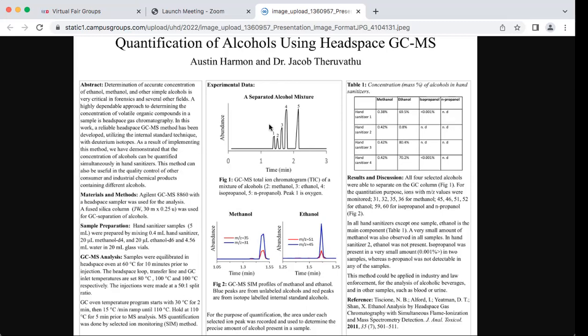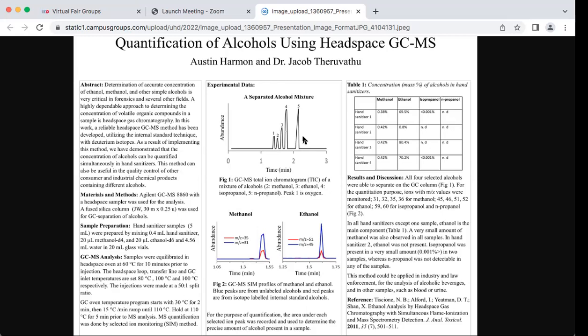And this is an output chromatogram for just a test, and we made a mixture of 4 alcohols: methanol, ethanol, isopropanol, and N-propanol. And the results showed that everything did separate. So everything's labeled. Number 2 is methanol, number 3 is ethanol, number 4 is isopropanol, and 5 is N-propanol.